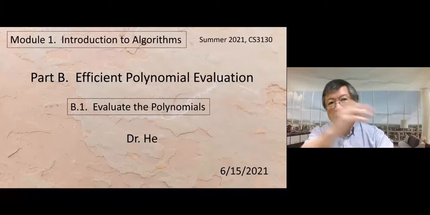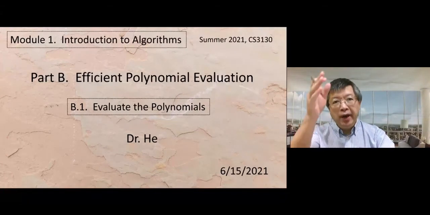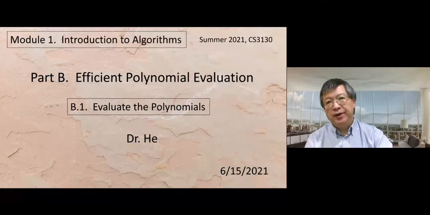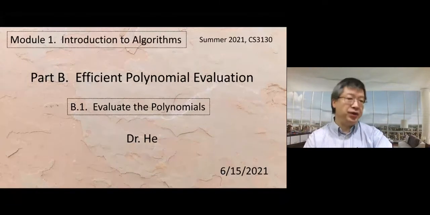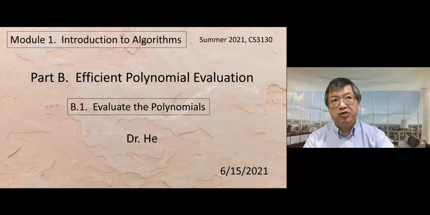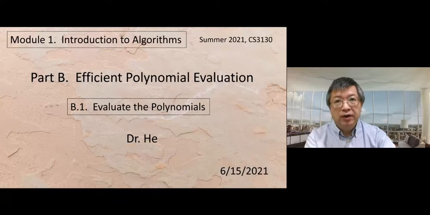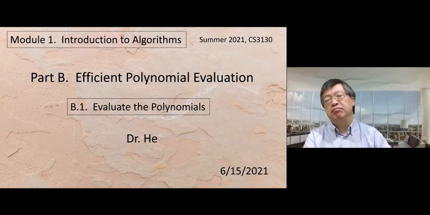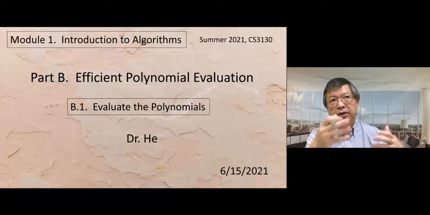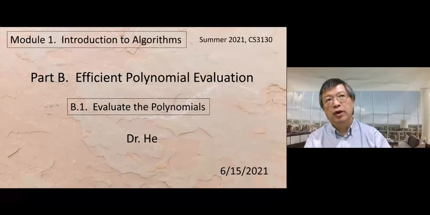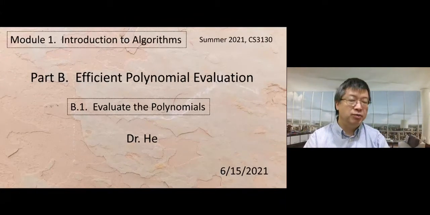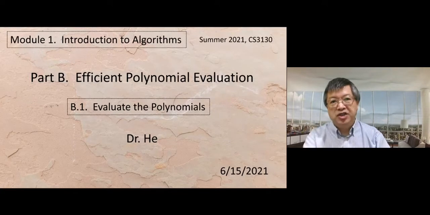Start part B of module 1, efficient polynomial evaluation. In this part, I will give you 3 videos, not 4. The reason is some other videos are relatively longer, so I have to control within 60 minutes. So total 3, not 4. So sometimes 3 videos, sometimes 4 videos. That's pretty normal. All right, so let's start.